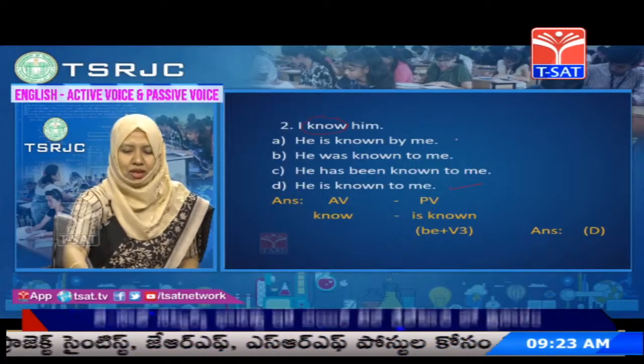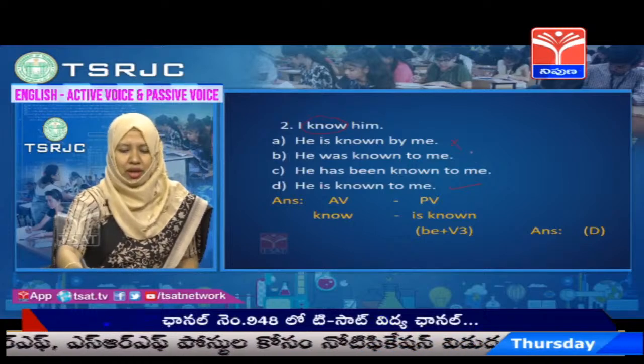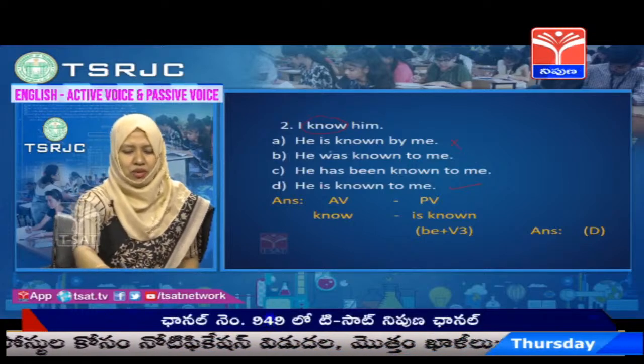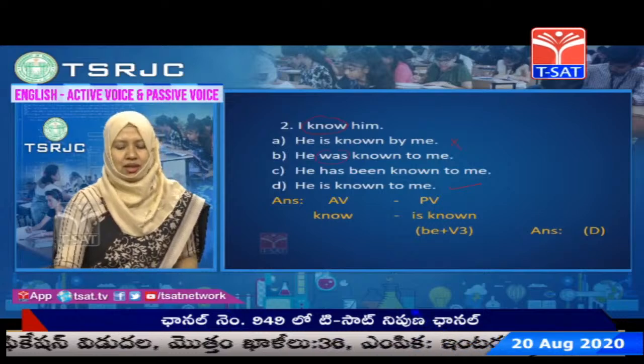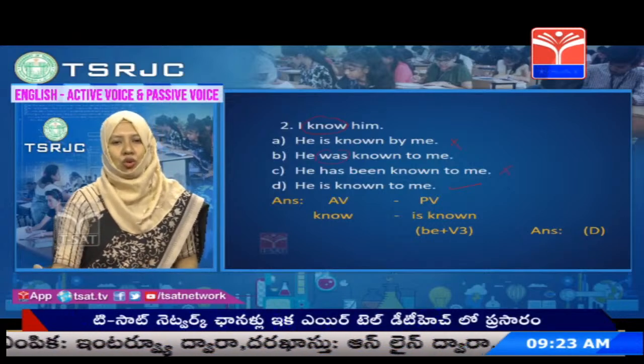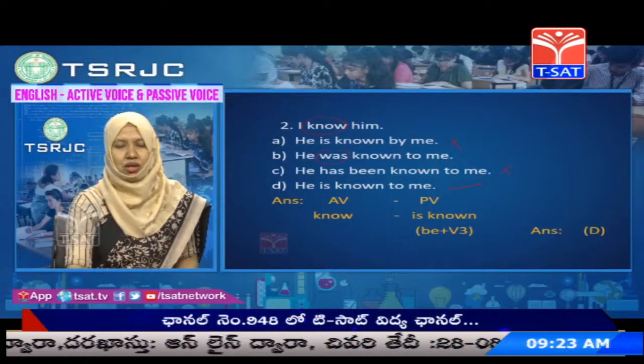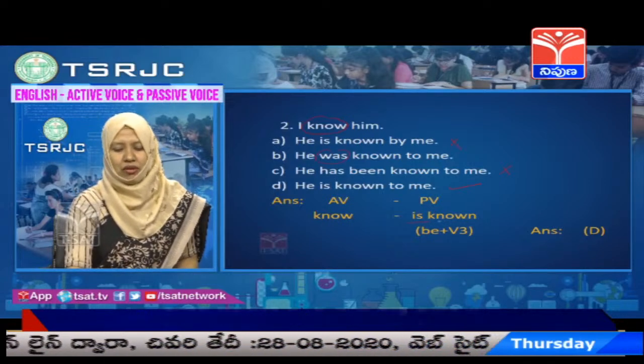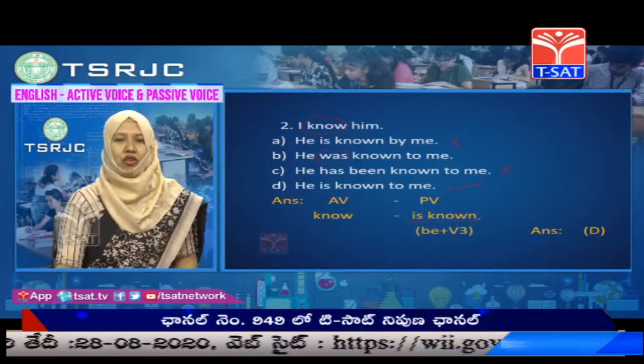He is known by me is wrong. He was known to me also is wrong because it is in present tense. He has been known to me also is wrong. He is known to me. Here in passive voice you have to use be form plus V3 form of verb.